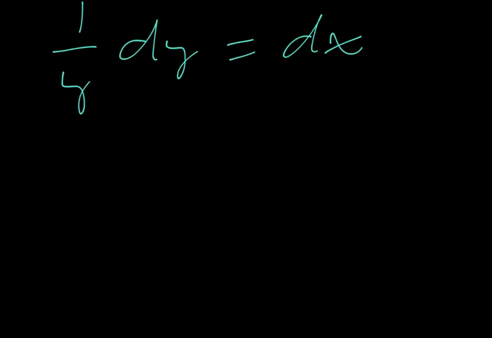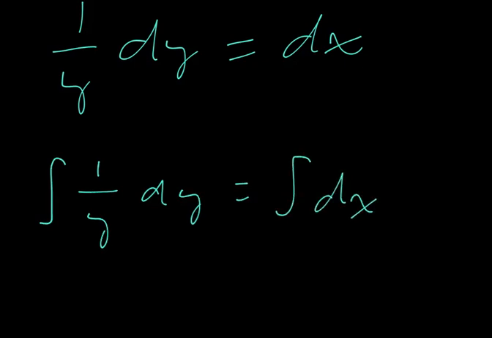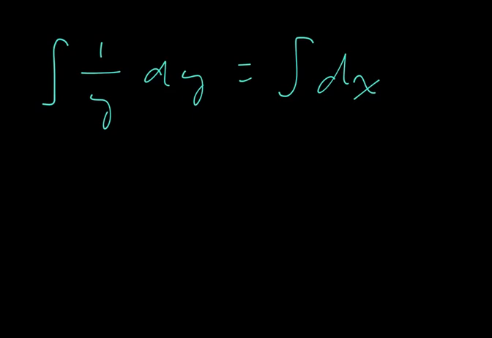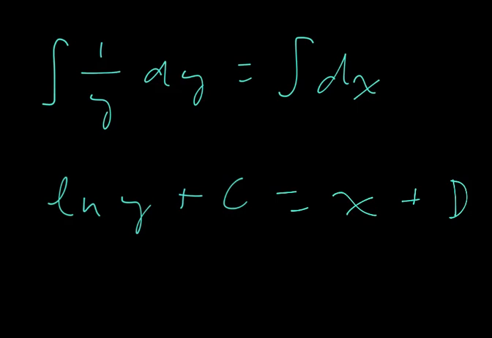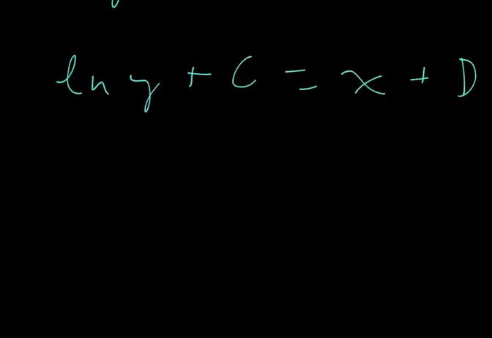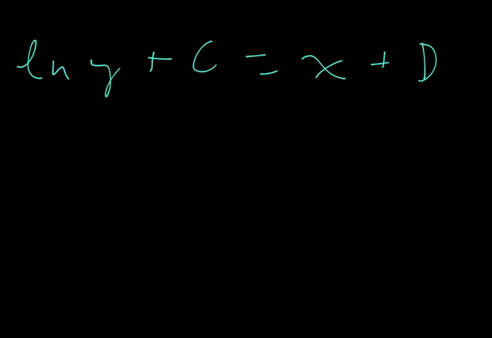Now solving this, we'll just integrate both sides again. So the integral of 1 over y dy is equal to the integral of dx. And we remember from calculus that the integral of 1 over y is just going to be the natural log of y plus a constant. And this is going to be equal to x plus another constant. We'll just call it d. Now it's the same thing as last time. If we subtract the c over, we're just going to get another constant. So what we'll have is the natural log of y is equal to x plus, I don't know, I'll just call this e.